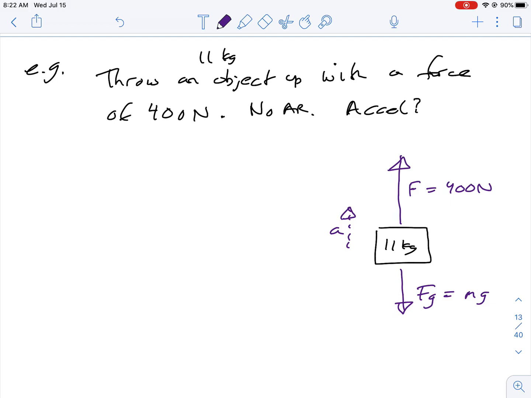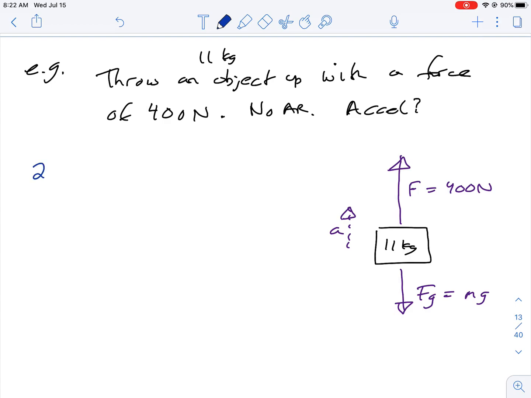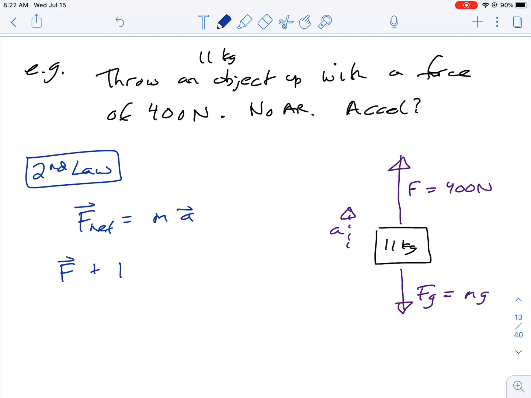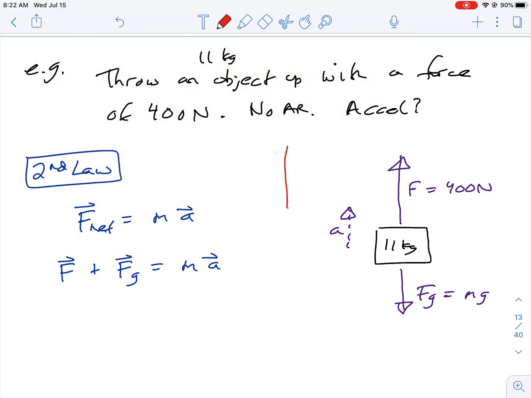Now, which law? This is going to be Newton's second law, and that's going to be F net equal to ma. Now, up till now, the method we've been using looks like this. We'd say, okay, let's add the forces together. So there's F plus Fg equal to ma. And then we put a reference system on here, typical strategy. Let's say up is positive, down is negative.